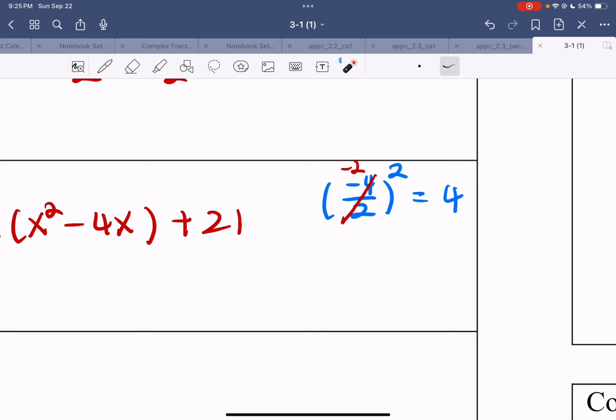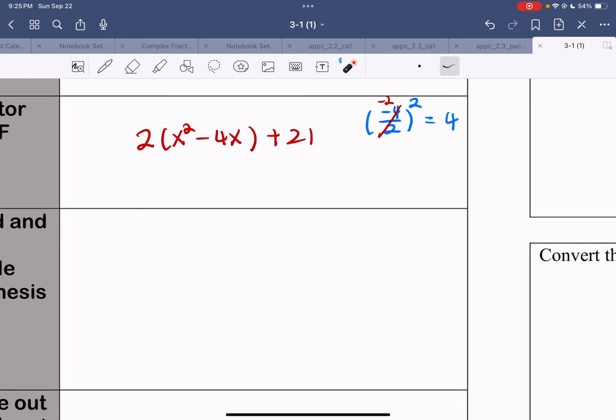If you're not sure, just put this into decimals. So again, -4 divided by 2, you get -2. And after that, you have to square it. So -2 times -2, you get +4. So what I'm going to do is put this 4 inside this parenthesis. So I'm going to put +4 and -4.